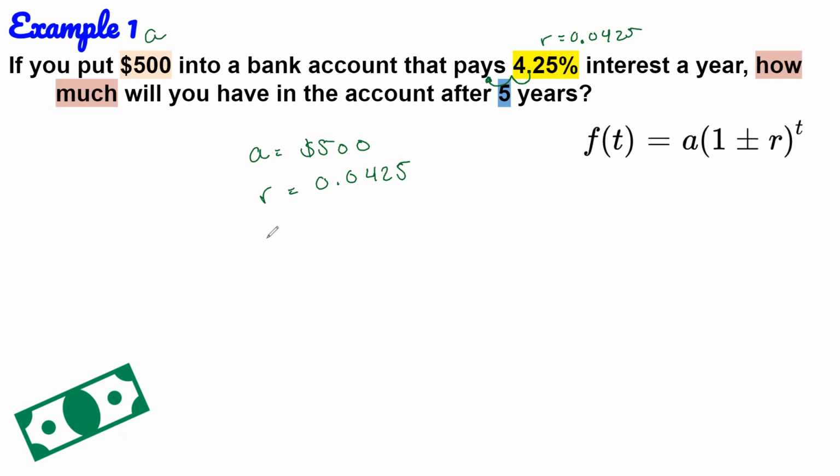And what is my time? 5 years, so 5. All right, now I have my A, I have my R, and I have my T. I can go ahead and solve for my final amount. So let's substitute our values. F of T, or F of 5 in this case, because we have 5 years.